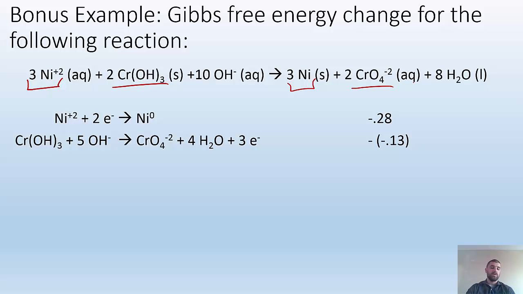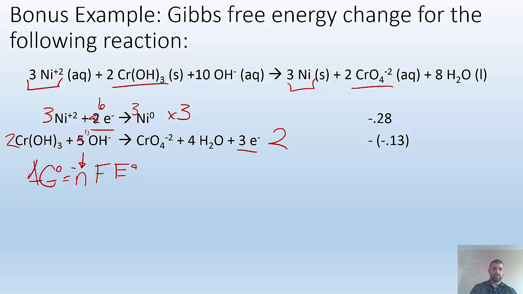So now, the question is, how do I figure this out? First step, recall the equation: negative n F E naught. First I've got to figure out n. If I've got 2 electrons here and 3 electrons there, I'm going to have to balance these. So this one, you multiply the whole thing by 3, giving 6 electrons and 3 Ni. Then this one I have to multiply by 2, and everything in here gets doubled. If you look at the numbers, they reflect what's actually in the equation above, because I have 3 Ni and a 3 in front, since you had to do that to balance electrons. So now my n equals 6.